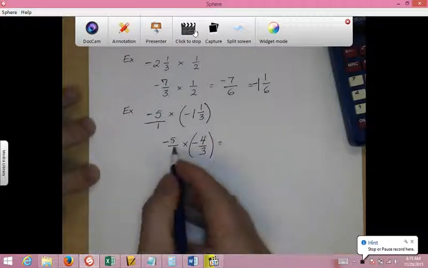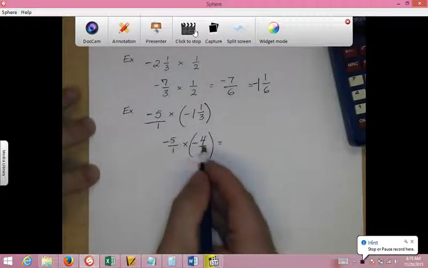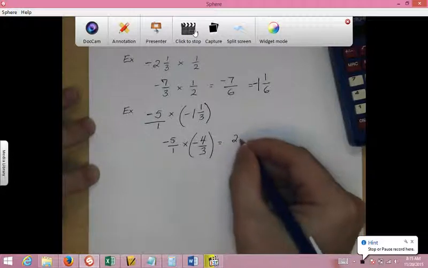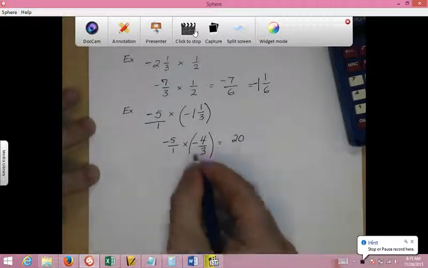Now, I've got negative 5 times negative 4. Signs are the same, so the answer is positive. We have 20. On bottom, 1 times 3 is 3.